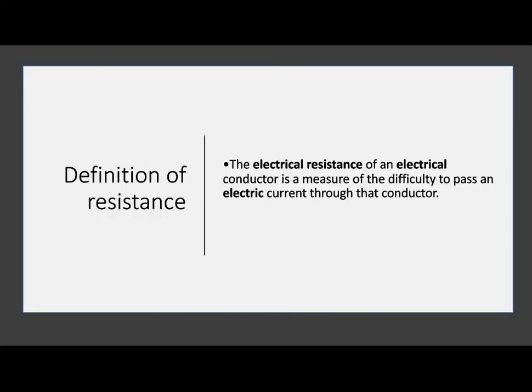So our definition that we need to make sure we've written down, and I'd like you to highlight this or put a box around this. Electrical resistance of an electrical conductor is a measure of the difficulty to pass an electric current through that conductor. I'm just going to pause for a minute to allow you to write that down.